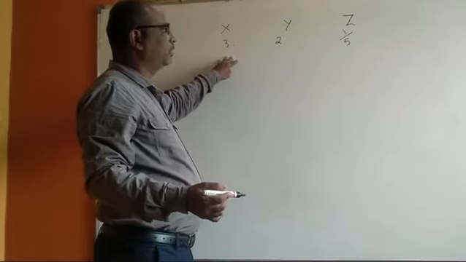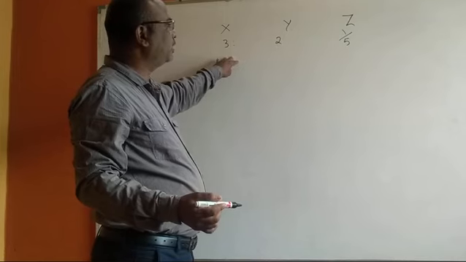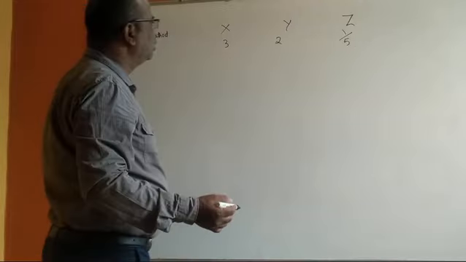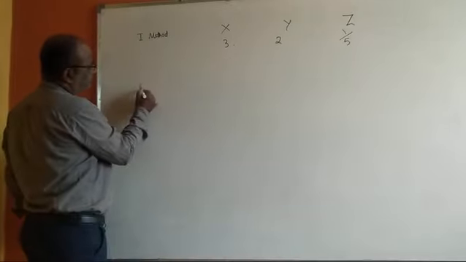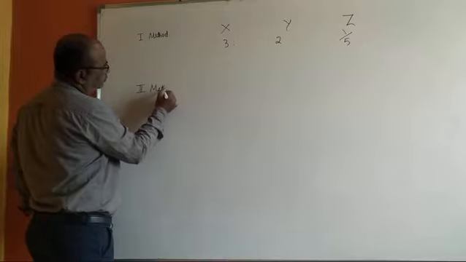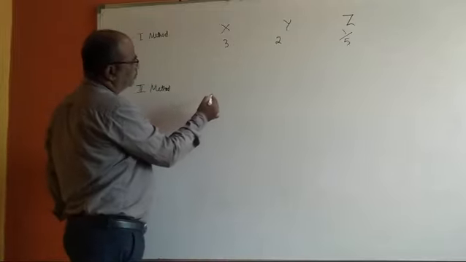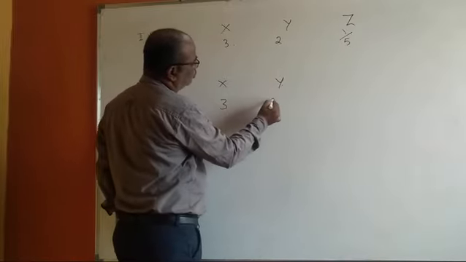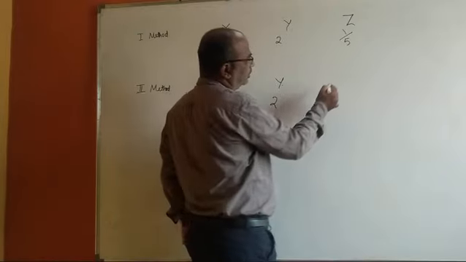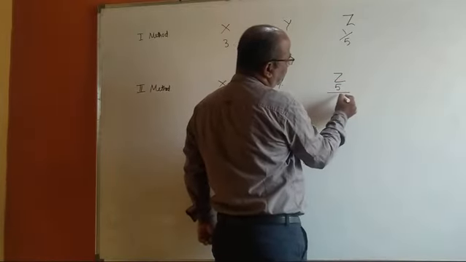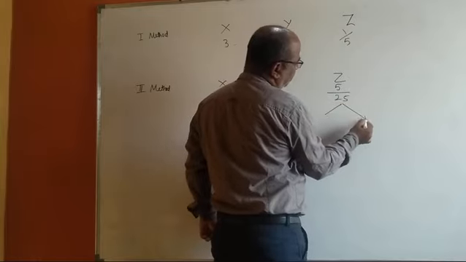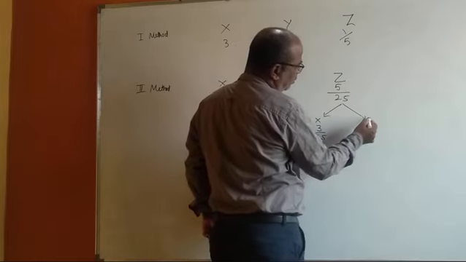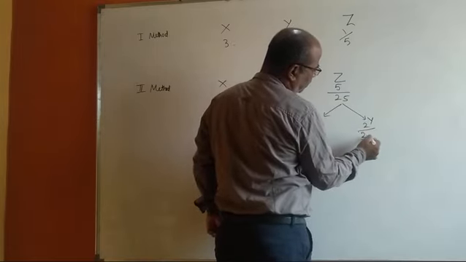This is called as what? First method, where there is no specification as to how Z obtains his share from X and Y. So in the second method, X, Y, 3:2, for example, is the profit sharing ratio, and Z 5/25. So in 5/25, X has to give 3/25 and Y has to give 2/25.